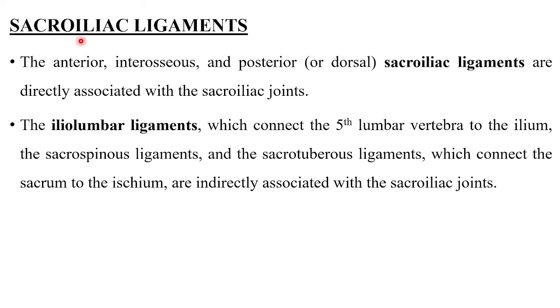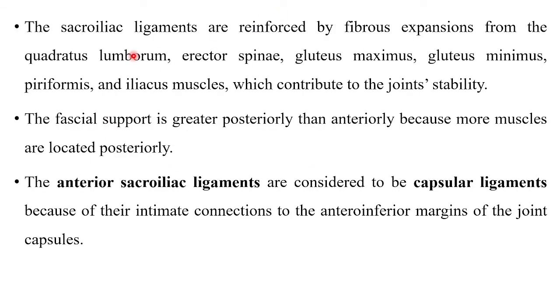So the ligaments associated with the sacroiliac articulations are the anterior, interosseous and posterior sacroiliac ligaments, the sacrotuberous ligament, the sacrospinous ligament, as well as the iliolumbar ligaments. The sacroiliac ligaments are reinforced by fibrous expansions from the quadratus lumborum, erector spinae, gluteus maximus, gluteus minimus, piriformis, and the iliacus muscles, which contribute to the joint stability. The fascial support is greater posteriorly than anteriorly because more muscles are located posteriorly.